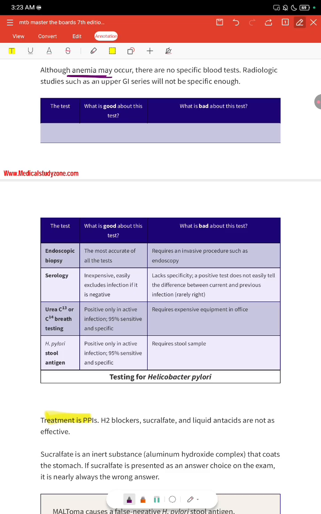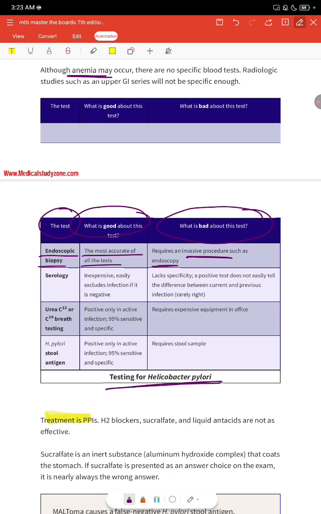Now, here is the testing for H. pylori. So this is the test column. What is good about this test and what is bad about this test. We've got these multiple options for testing for Helicobacter pylori. Endoscopic biopsy. It is the most accurate of all the tests, and that is the good thing about this test. But it requires an invasive procedure such as endoscopy. This is the bad thing about this test.